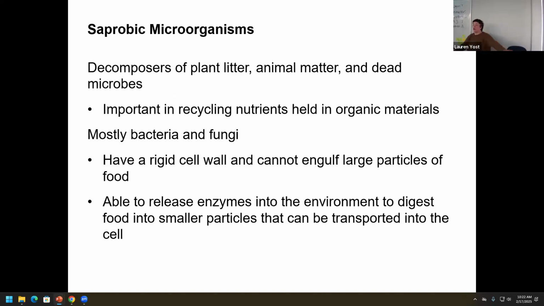All right, there are also saprobes that are a little bit more specific. These are still technically heterotrophs, so they're like a subset of the heterotrophs. So they are only going to be breaking down dead or decaying matter in order to get their nutrients and energy. So this is mostly bacteria and fungi.